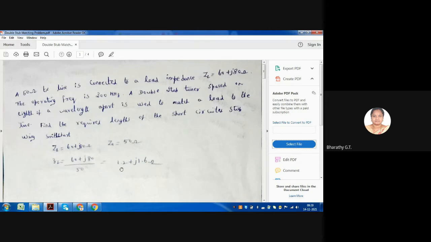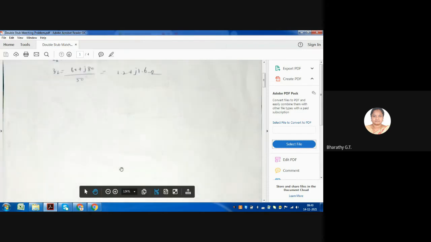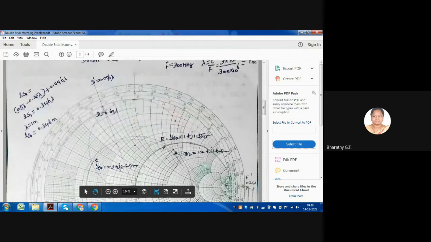What is the second point? Plot the normalized impedance on the Smith chart. So all of you take your Smith chart. At the end of the class, I will ask the students to share the screen and show your graph. So kindly do it.